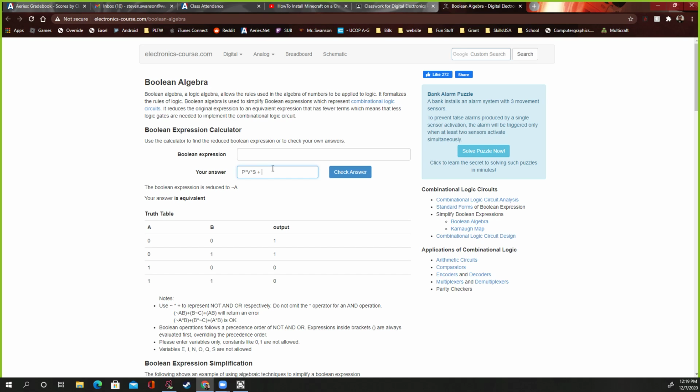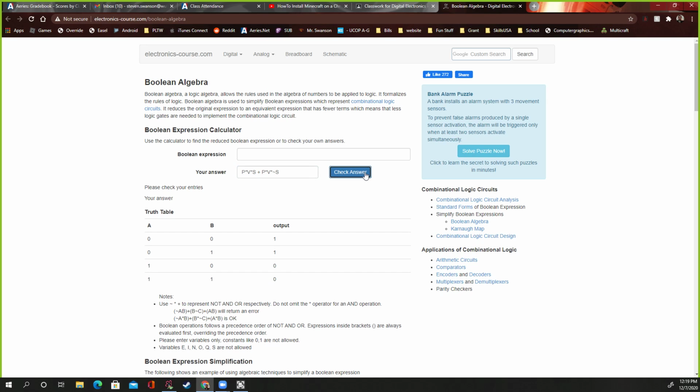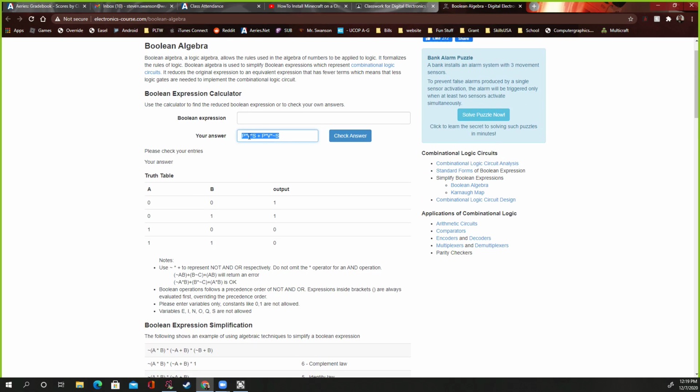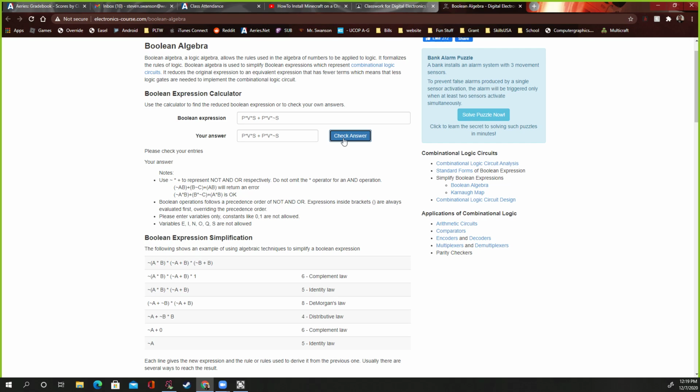I'm going to put a space, or P and V and not S. So where's that little squiggly at? Oh, there it is. It's way top left, right next to the 1. Not S. So I put P and V and not S. Check answer. Your answer. Let's see. Copy. Paste. Use a squiggly to represent.